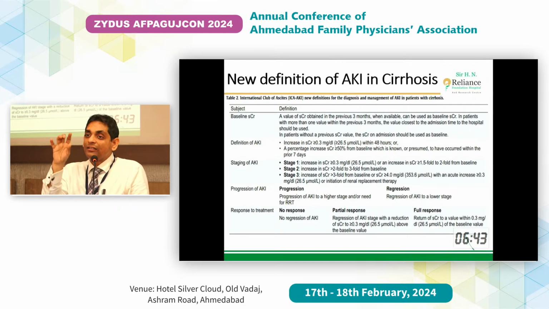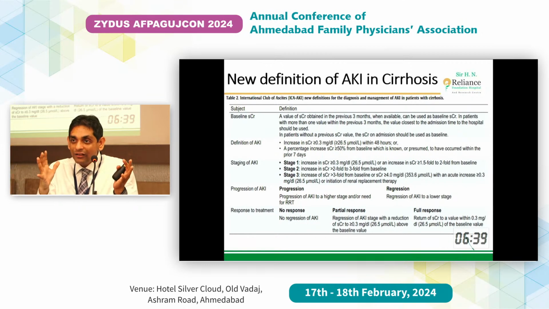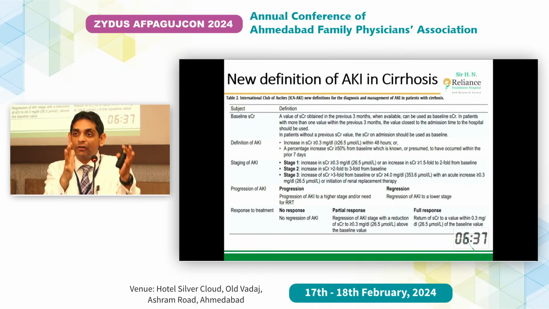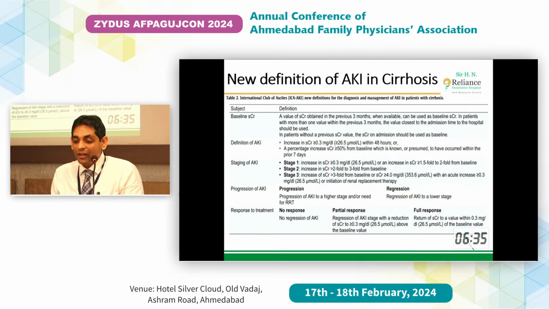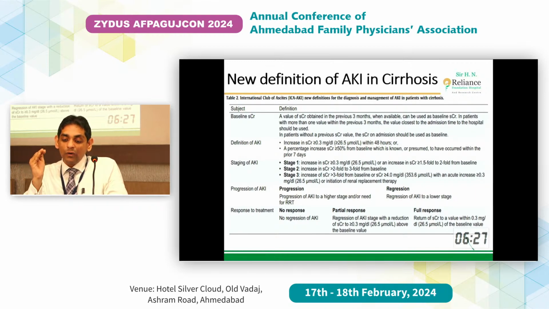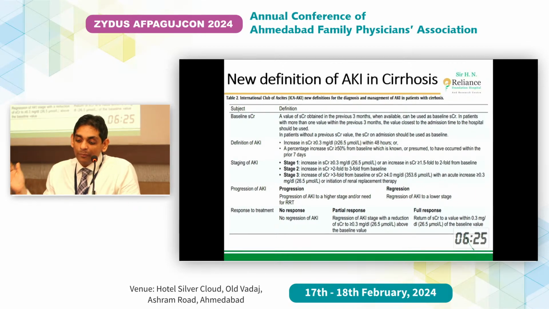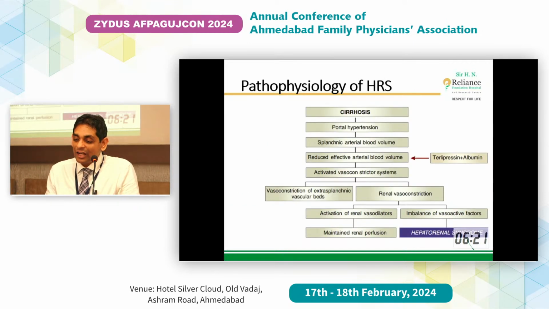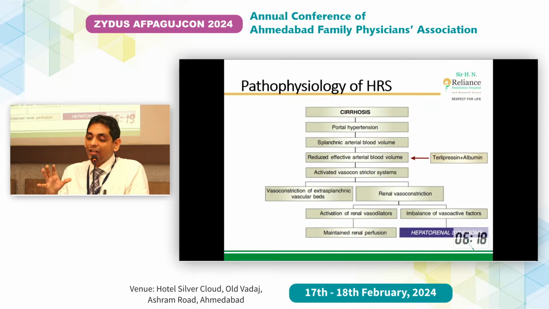We wanted to get the RIFLE score into picture. All those have been taken together with the help of new societies of nephrology, hepatology and intensive care, and they have come up with these guidelines known as International Club of Ascites, where they look at the baseline creatinine, they will stage them into 1, 2, 3, they look at what will progress, they will assess the response based on terlipressin and albumin.